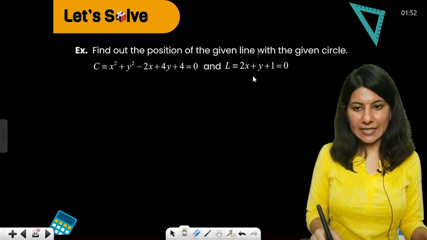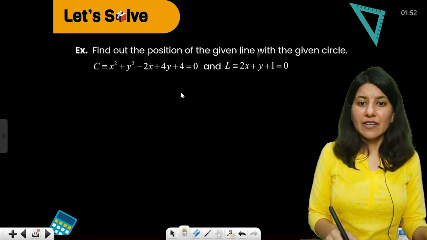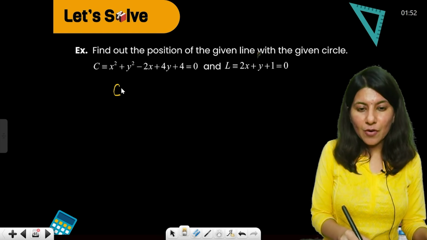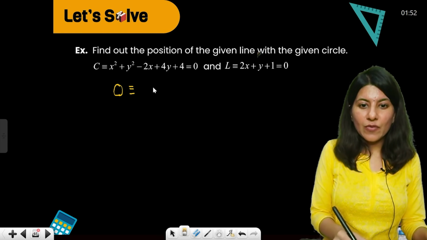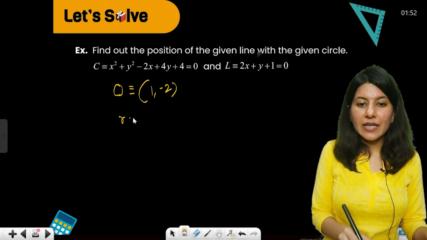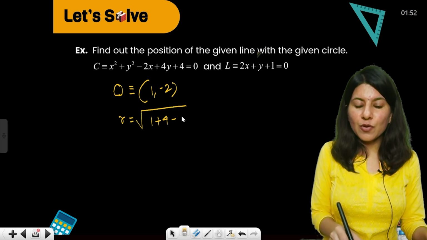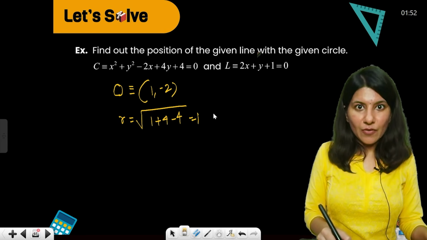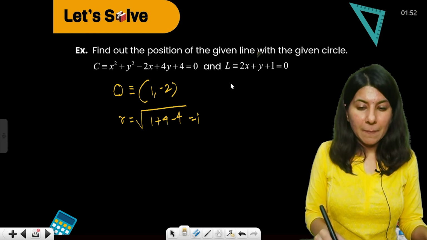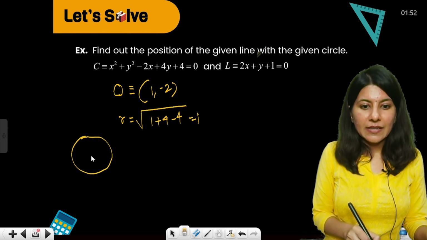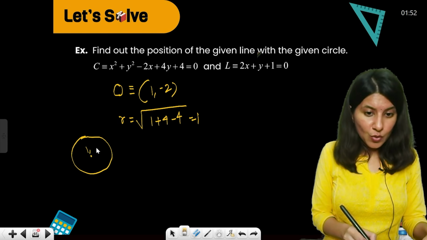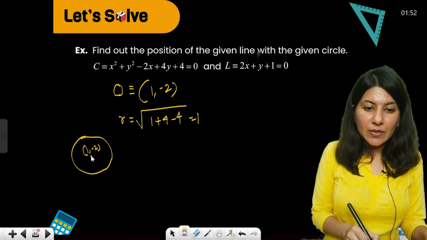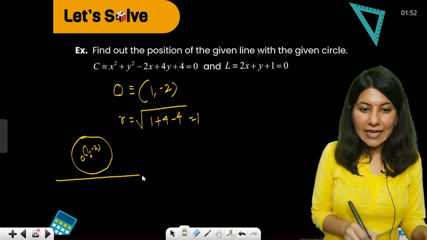Find out the position of the line. In this case, we first have to figure out the center of the circle and the radius of the circle. The center of this circle, let us mark it as O, will be (1, -2). The radius will be the square root of 1 plus 4 minus 4. So the radius is 1. Now you've got the radius. Now the perpendicular distance P. So there is a circle with center (1, -2) and we don't know the position of the line. So we are calculating the distance between this point O, which is the center, and line L.